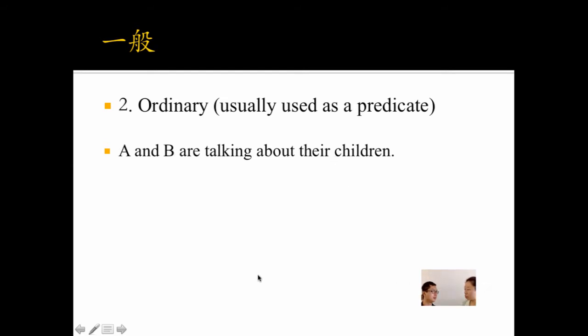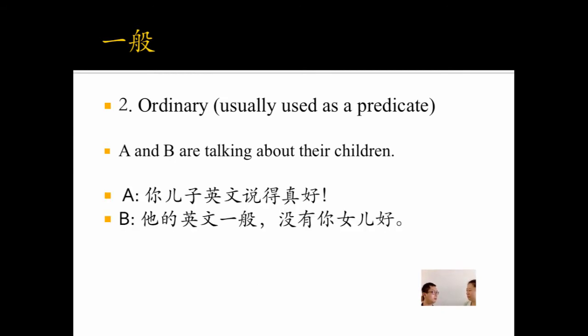你儿子英文说得真好。他的英文一般，没有你女儿好。In the conversation, Parent A said that 你儿子英文说得真好。Your son speaks really good English. In response to A's compliments, B said, 他的英文一般。His English is just so-so. 没有你女儿好。Not as good as your daughter's.